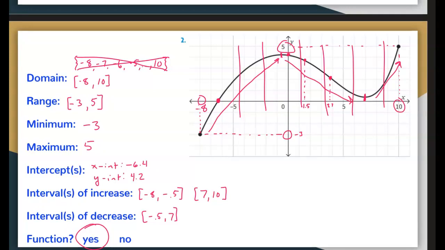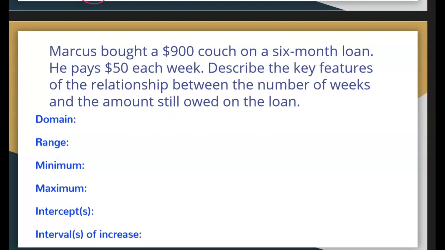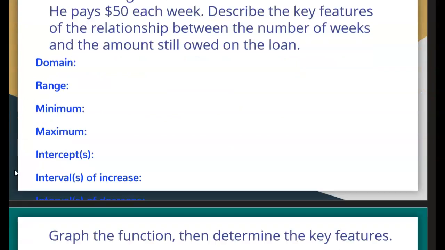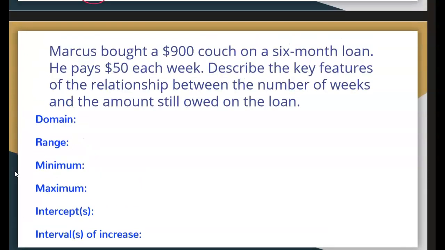All right, moving on to the next one. Oh, we have a story here. So Marcus bought a $900 couch on a 6-month loan. He pays $50 each week. Describe the key features of the relationship between the number of weeks and the amount still owed on the loan. So what might we use to help us look at this? We have some tools to help us model stories. We could use a table. We could use a graph. How about we try using a graph?